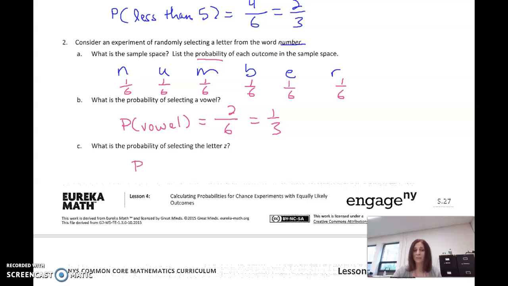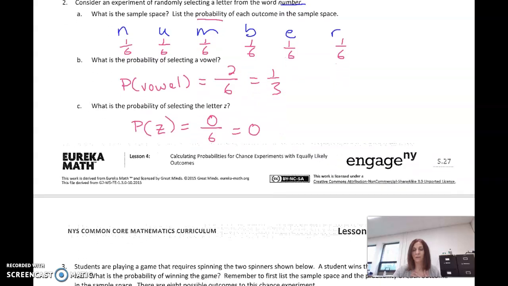What is the probability of selecting the letter Z? Well, I know I have 6 total. How many Z's do I have? 0, right? So there is a 0% chance that I'm going to pick Z. It's impossible. There isn't a Z to begin with. This should seem very familiar to what we were originally doing with probability. The new part here is listing a sample space and using it to find that theoretical probability.